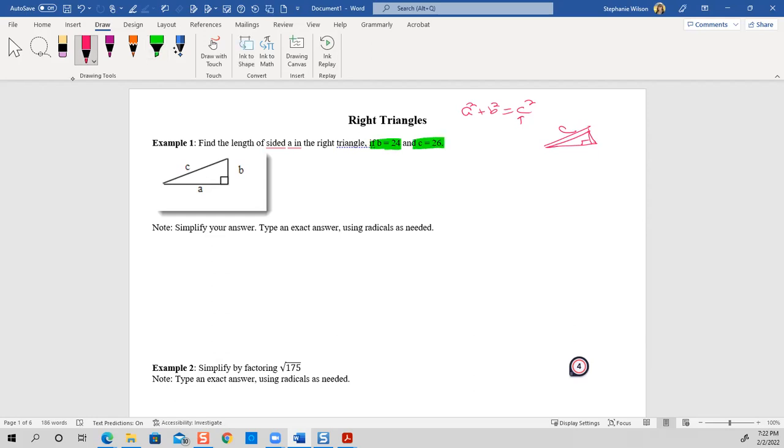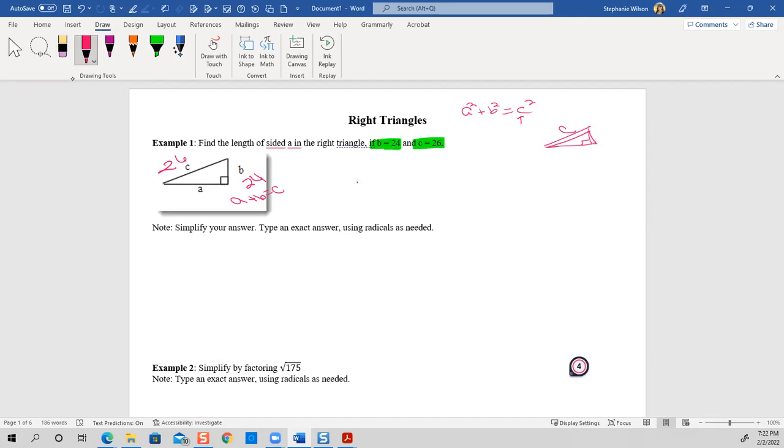So what do I know? I know the longest side is 26 and b is 24. I know that a plus b must add up to equal c, right? Because c is the longest side. Well, let's figure this out.